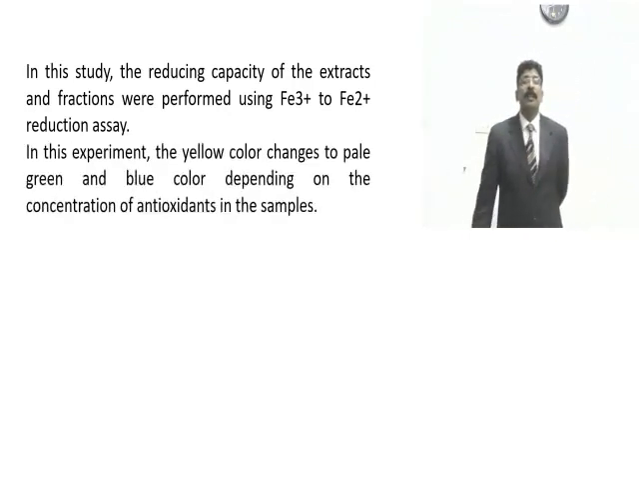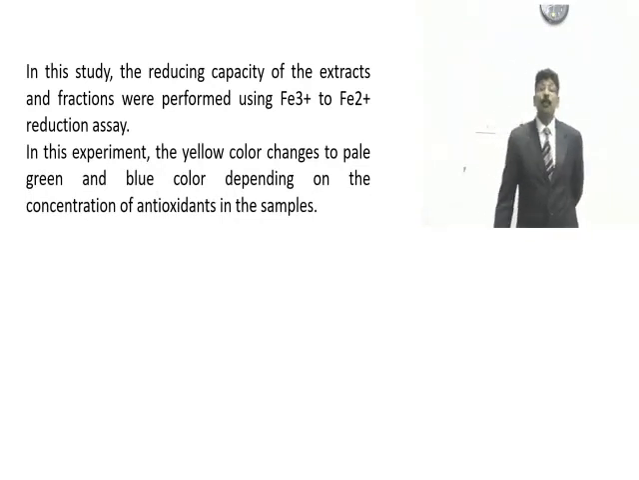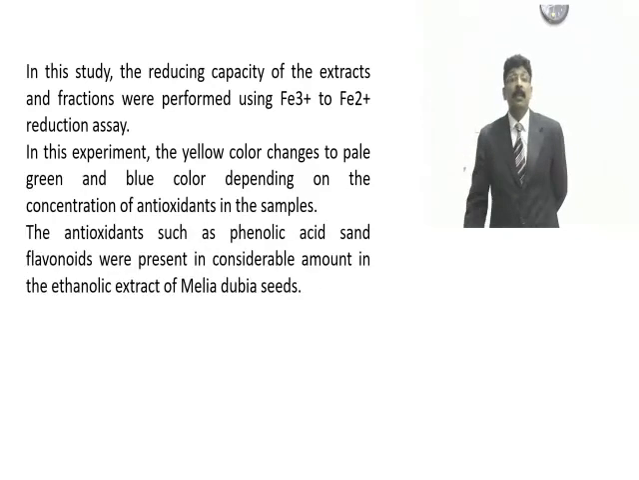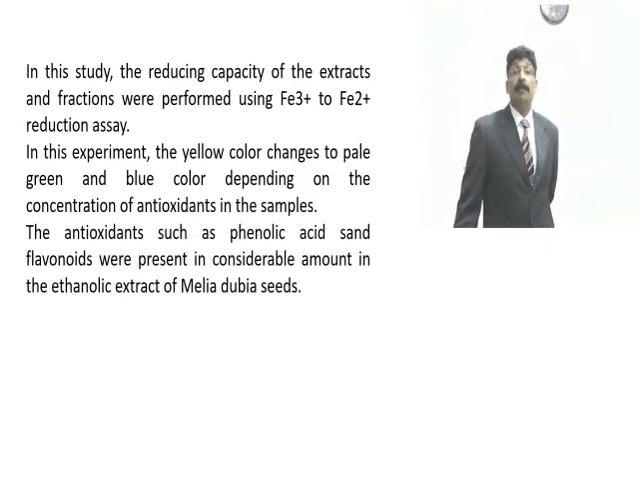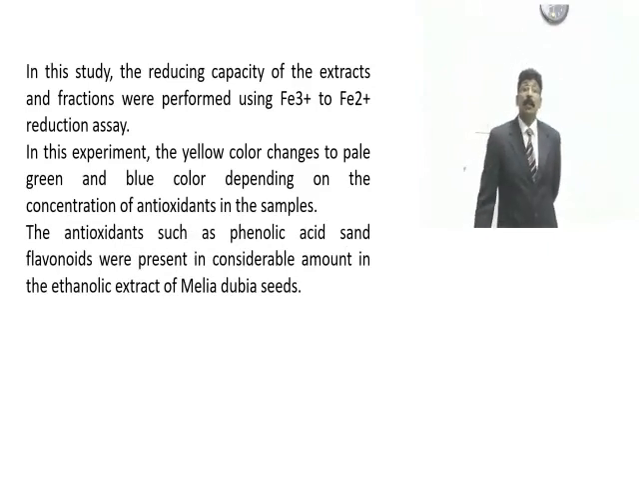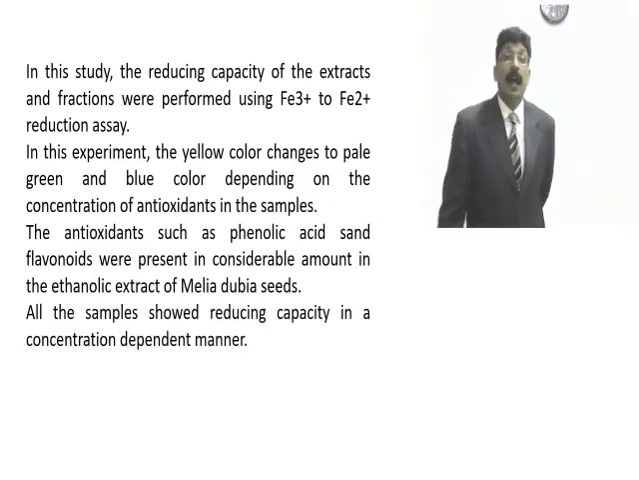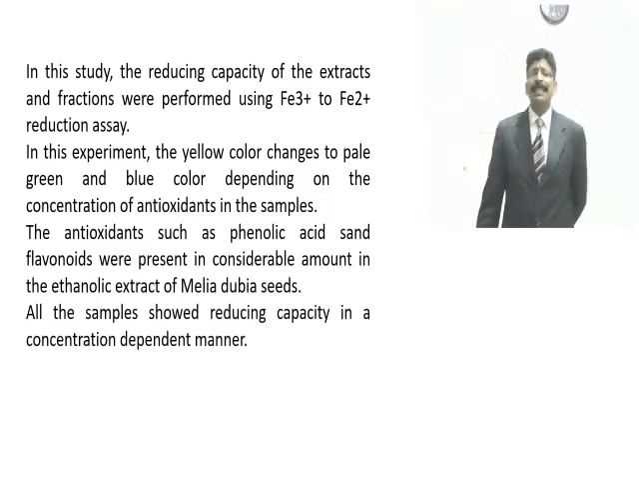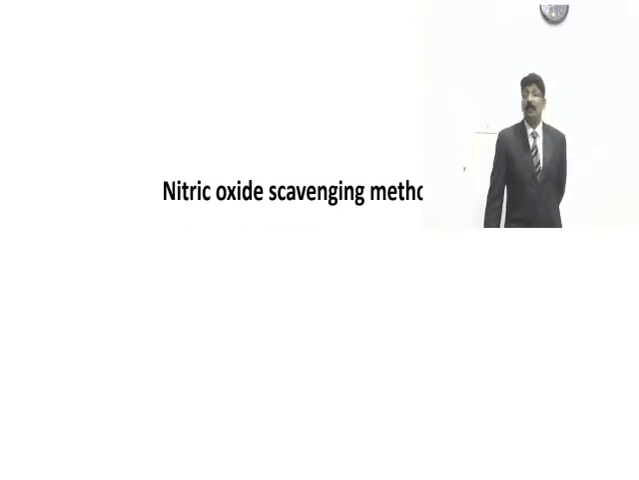In this experiment, the yellow color changes to pale green to blue color depending on the concentration of antioxidant in the sample. The antioxidants like phenolic acids and flavonols are present in considerable amounts in the ethanolic extract of Melia dubaya seeds. All the samples showed reducing capacity in a concentration dependent manner, and that's the end of today's class.